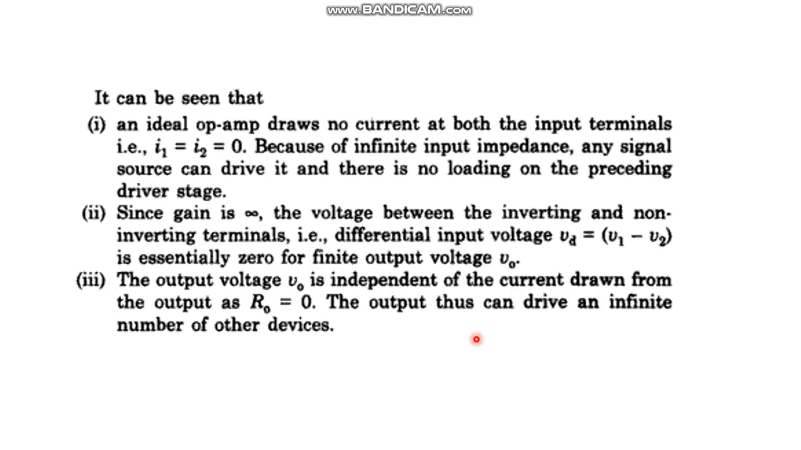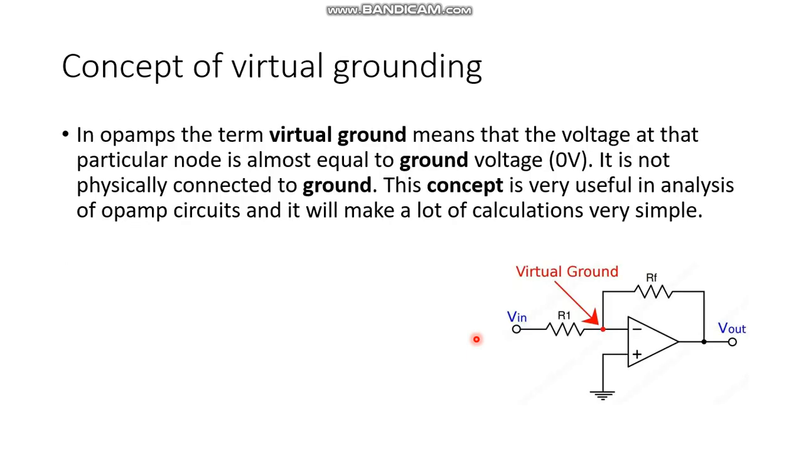Means you can connect ideally many devices, an infinite number of devices at the output of the op amp, but practically it is limited to a certain number of devices only. We cannot connect an infinite number of devices at the output of the op amp. That's not possible.